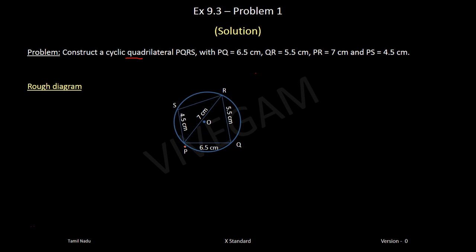Now we have already got 3 points. The fourth point is the one which is required, and you know PS is 4.5 centimeter, and we know it's a cyclic quadrilateral, which means all the 4 points will lie on the circle. So with P as a center and radius of 4.5 centimeter, draw an arc to cut the circle at this point. That point is S. Then join S to P and join S to R.